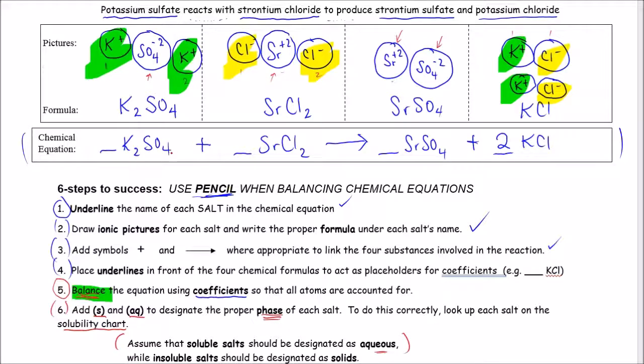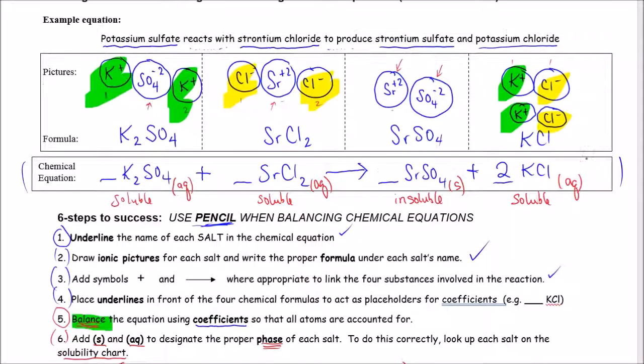Potassium sulfate is soluble. Which means the phase designation should be AQ. Strontium chloride is soluble, which means the phase designation should be AQ. Strontium sulfate, insoluble, solid. And lastly, potassium chloride, soluble, AQ.